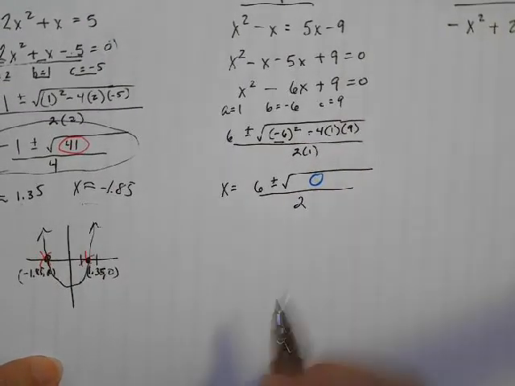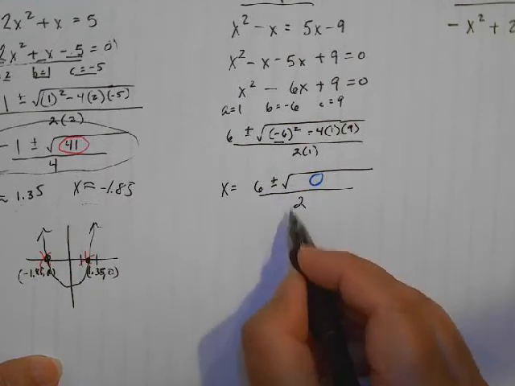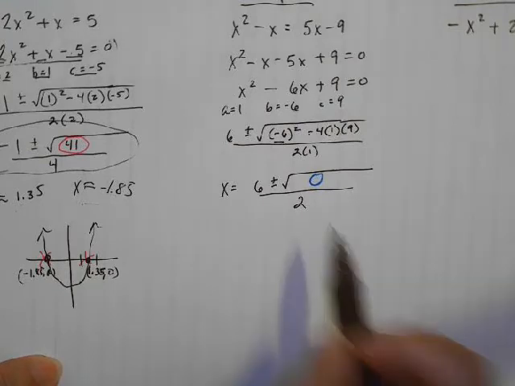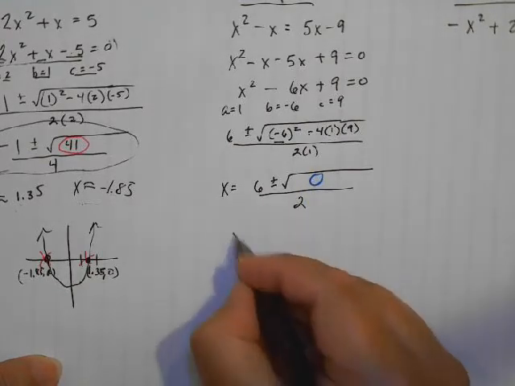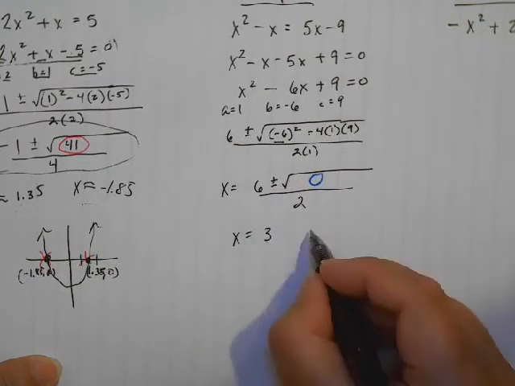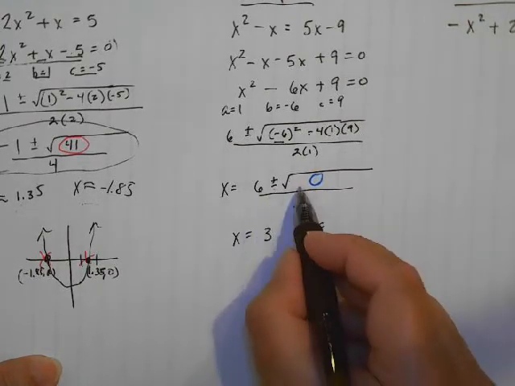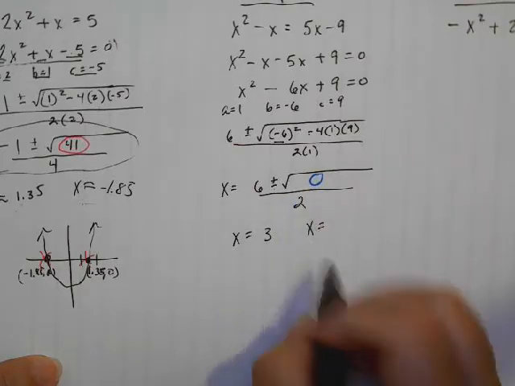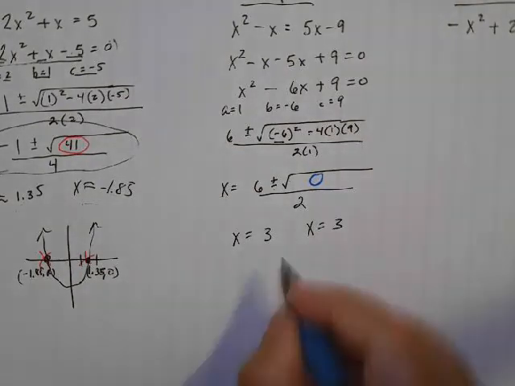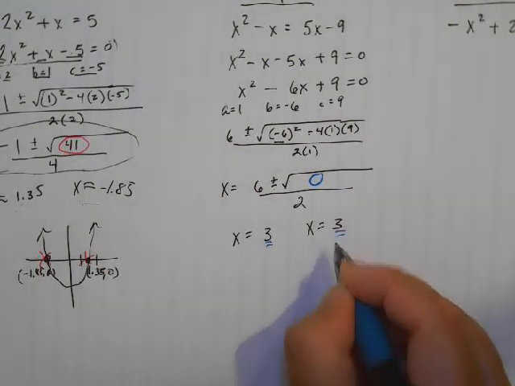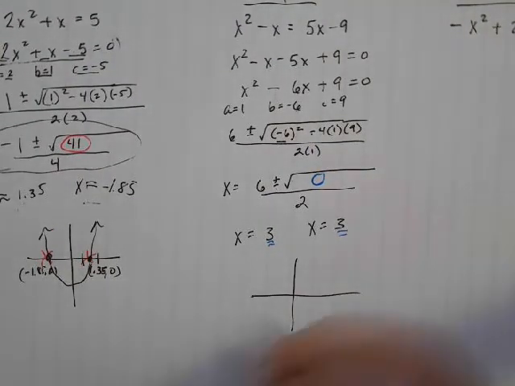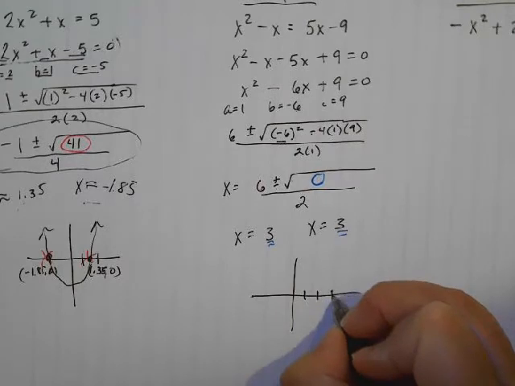So what I'm left with is 6 plus the square root of 0 divided by 2, 6 minus the square root of 0 divided by 2. Well, since the square root of 0 is 0, I'm going to get x equals 6 plus 0, which is 6, divided by 2, which is 3, and x equals 6 minus 0, which is 6, divided by 2, which is 3. So notice on this one, I get two answers, but the answer just happens to be the same thing twice. So this tells me that when I graph this, the only place this is going to cross is right here at 3.